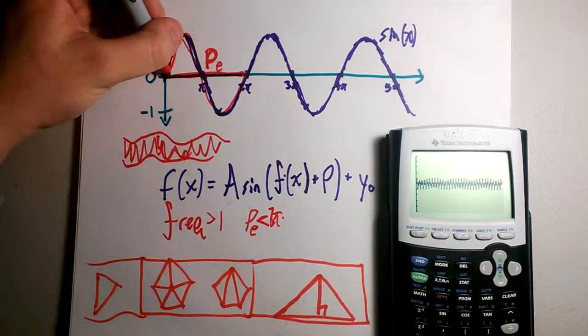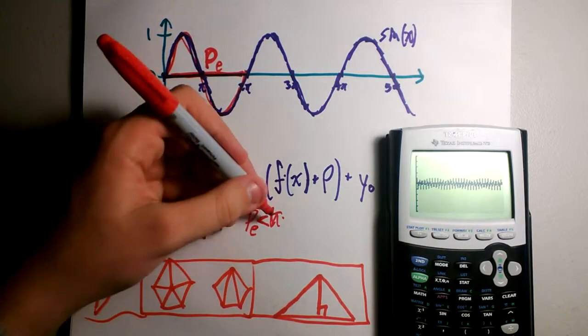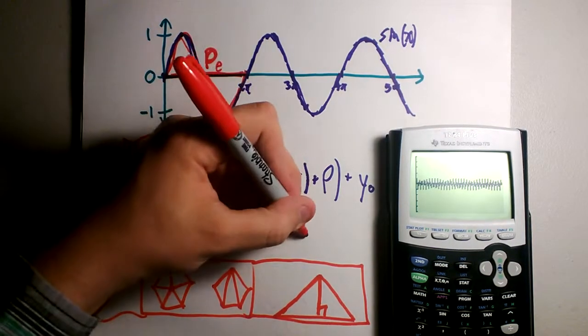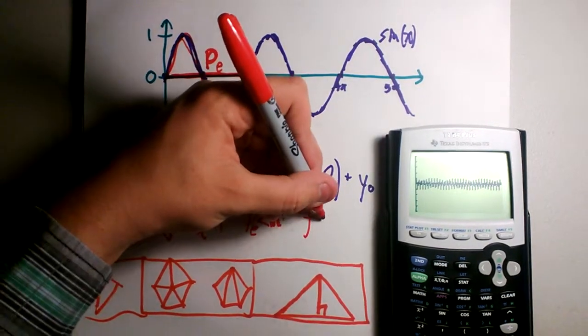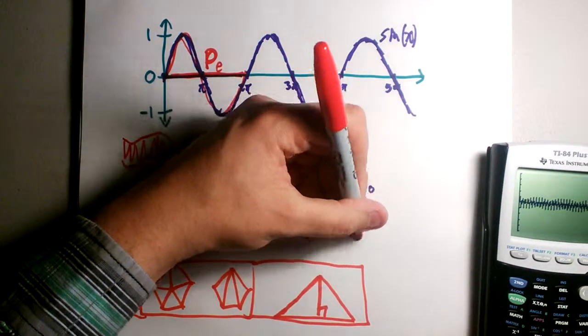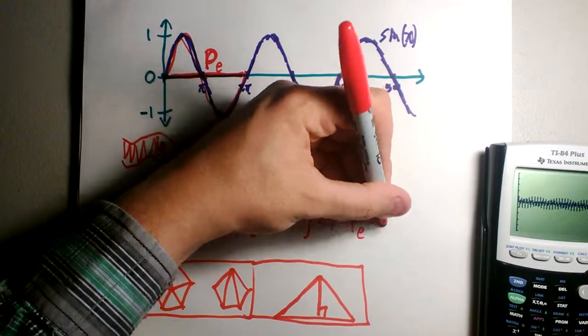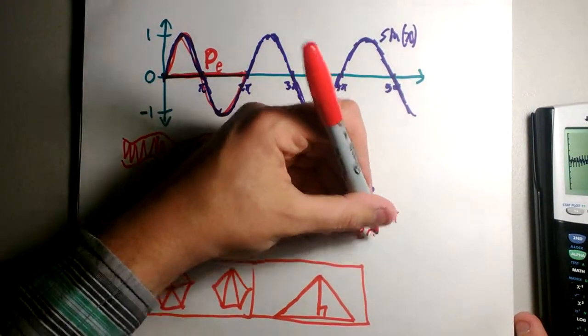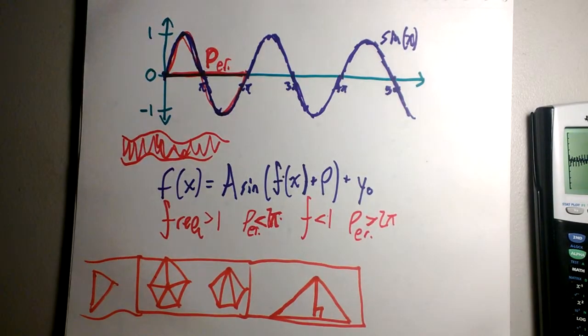Because, if you notice, a full period on a simple sine function is 2 pi. Am I right about that? Yeah. Okay. And then if frequency is less than 1, then the period is greater than 2 pi. So that's how we're going to do it.